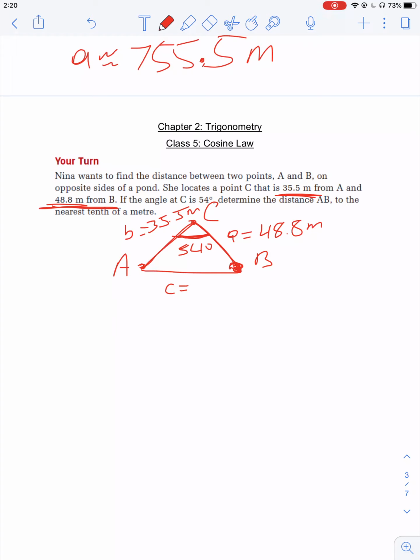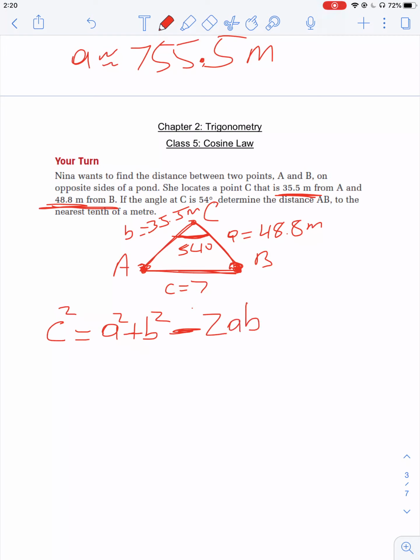Anyway, so determine the distance AB. So determine the distance between the points A and B. So they're asking you to determine C. Because C is the unknown that I'm looking for, that means my cosine formula has to start with C squared. So C squared is equal to A squared plus B squared. It will always be A squared plus B squared. So kind of like the Pythagorean theorem, but then you'll have to remove this B. So it's going to be 2, and then these two letters will repeat, right? A and B. So minus 2A times B.